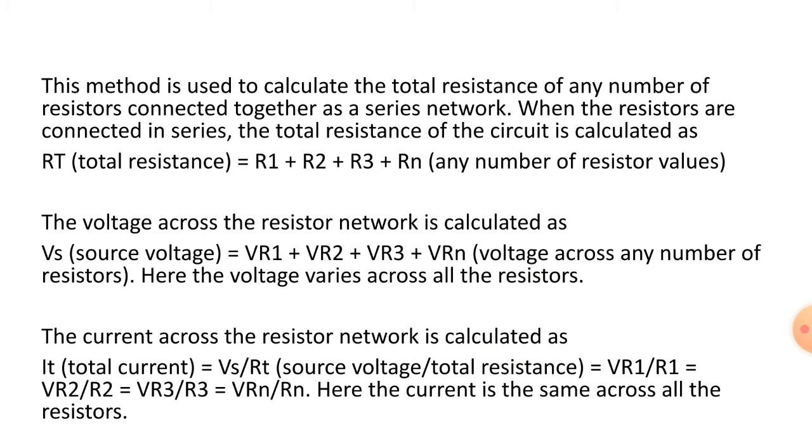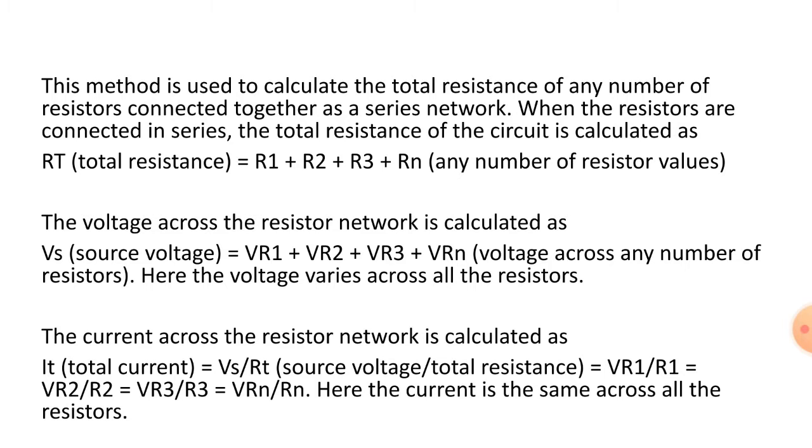This method is used to calculate the total resistance of any number of resistors connected together as a series network. When the resistors are connected in series, the total resistance of the circuit is calculated as RT, or total resistance, equal to R1 plus R2 plus R3 plus Rn, or any number of resistor values. The voltage across the resistor network is calculated as Vs, or source voltage, equal to VR1 plus VR2 plus VR3 plus VRn, or voltage across any number of resistors. Here the voltage varies across all the resistors.